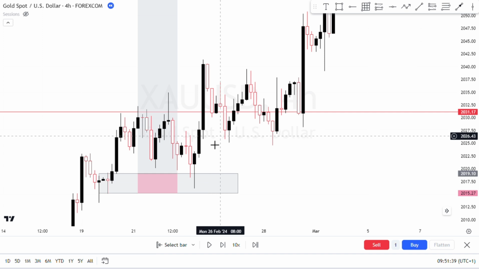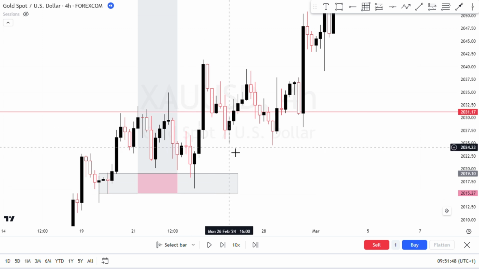If you have any question, you can ask in the comment section, and then I'm going to be dropping the link to top-down analysis: analyze from higher time frame to lower time frame, and set your entry using the lower time frame, to increase your risk to reward ratio.